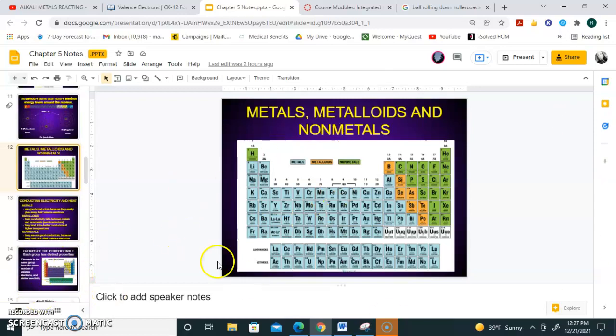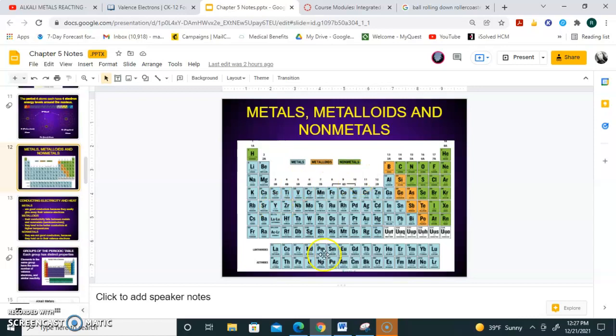So just a brief review from there. We saw that on the periodic table we can classify elements as metals, metalloids, and nonmetals. This has to do with their physical and chemical properties, which basically tie back to their number of valence electrons.